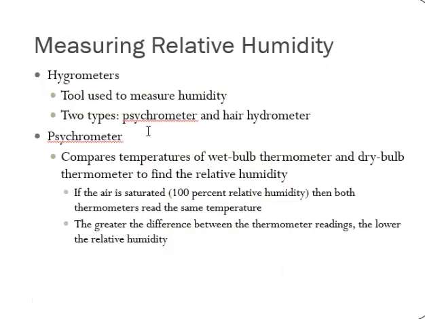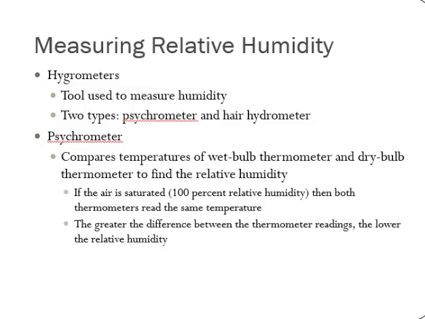The way you measure relative humidity is with a hygrometer. There's a psychrometer and a hygrometer, but the idea is you compare the wet bulb temperature to the dry bulb temperature. Again, wet bulb means what its temperature would be if you dip something in water, and the temperature at which it condenses is the wet bulb temperature.